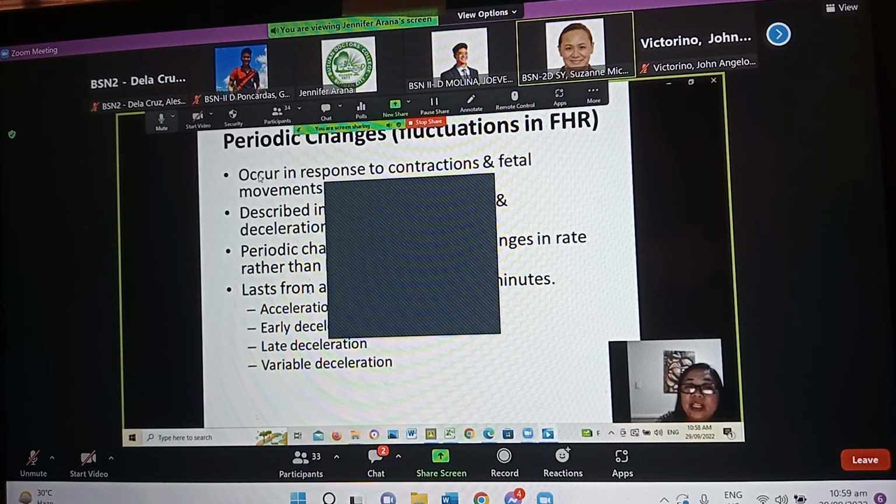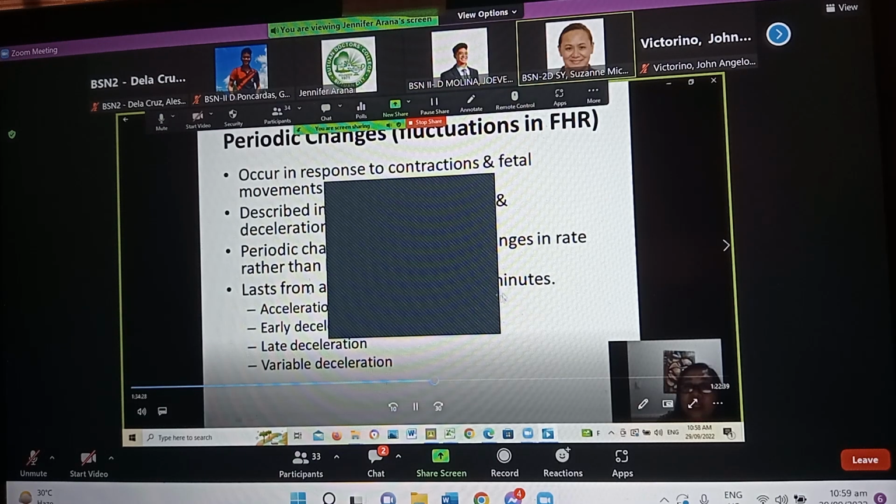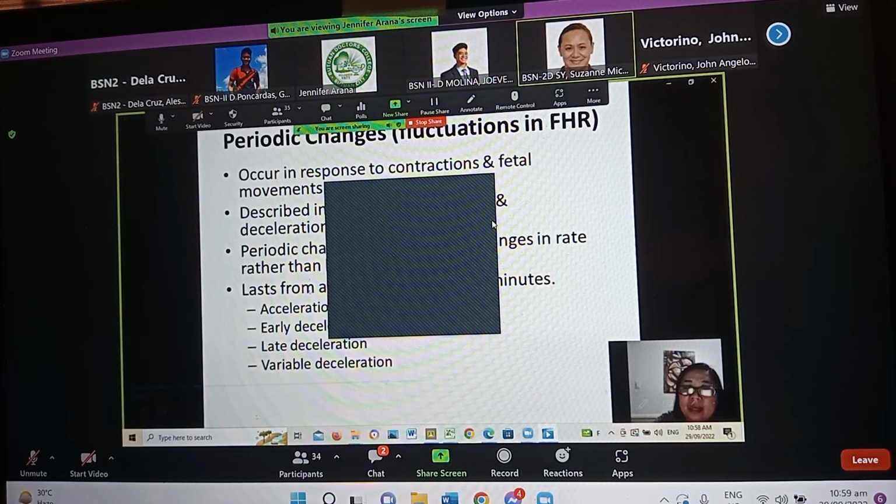Changes in the baseline. But in periodic changes, short-term changes in the rate rather than in the baseline. This lasts from a few seconds to 1 to 2 minutes. So what are the different periodic changes?